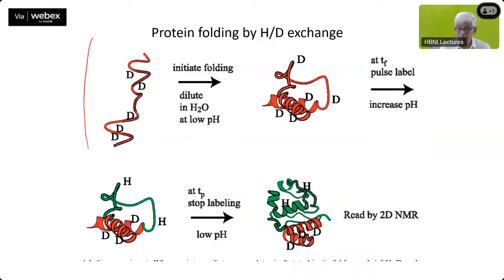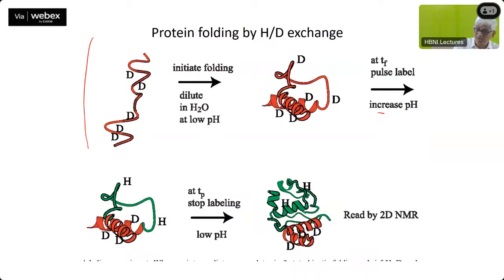Now what I do, I increase the pH. This is called pulse labeling. Increase the pH to 7. This is maybe like pH 2 or something like that, and you increase the pH to 7. That's called pulse labeling. So you give a pulse of pH change. And then when that happens, the exchange gets initiated. Then the ones which are on the surface of the protein will get exchanged to hydrogen, H.